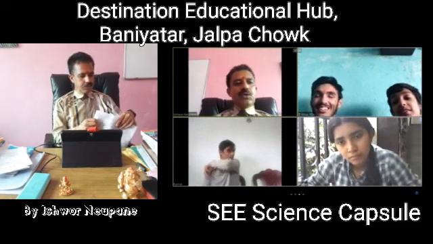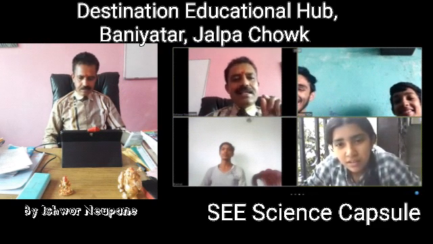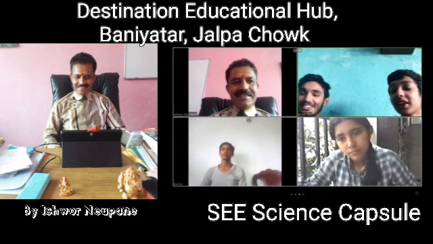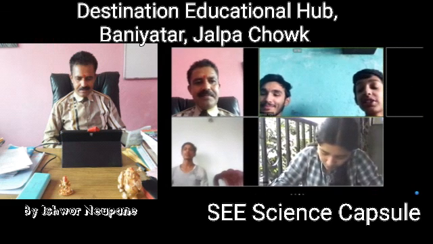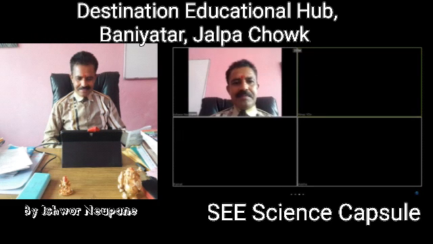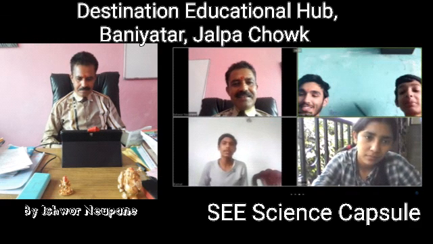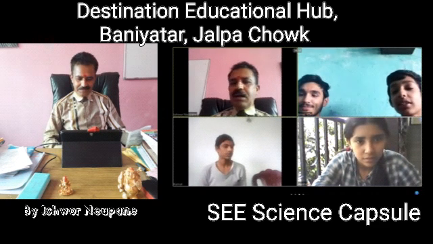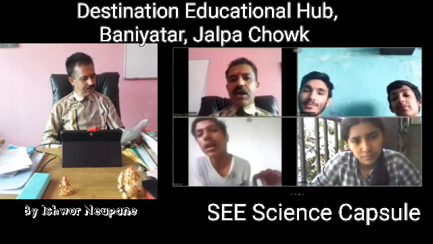So what is self-pollination? Who can say? Roshan's turn. Okay, Roshan, define self-pollination. It is the process of transferring pollen grains from anther to stigma of the same flower.